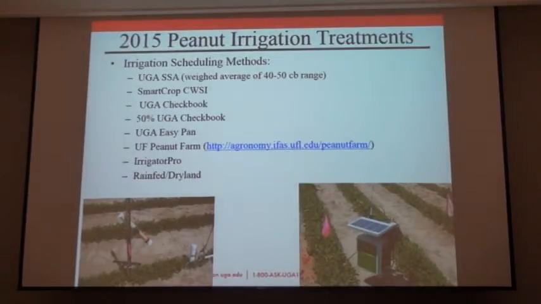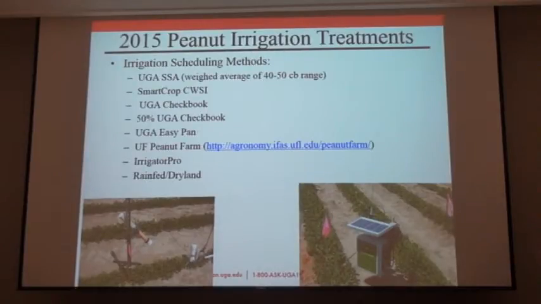So 2015, I wanted to pull a little deeper into some of this stuff and look at some more methods, reevaluate some of the ones I'd already looked at. So you see the SSA again, stepped a little bit farther with the smart crop. We pulled in what's called a crop water stress index. So that's just running the canopy temperature and vapor pressure deficit through an equation, setting a threshold and determining when those crops need it instead of just looking at canopy temperature.